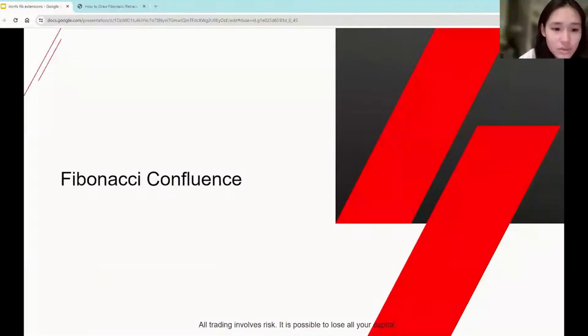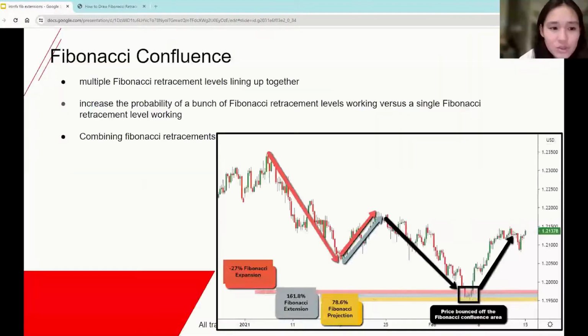Let's quickly get into Fibonacci confluence. We briefly talked about it, but I'm going to get a bit more in depth into the extensions. We looked at this example earlier, but it's basically multiple Fibonacci levels. It doesn't have to be retracement only. As long as there are Fibonacci methods that line up nicely, it's considered a confluence area. So you're lining up these levels so that you can increase the probability of a bunch of Fibonacci levels working versus a single Fibonacci level working.